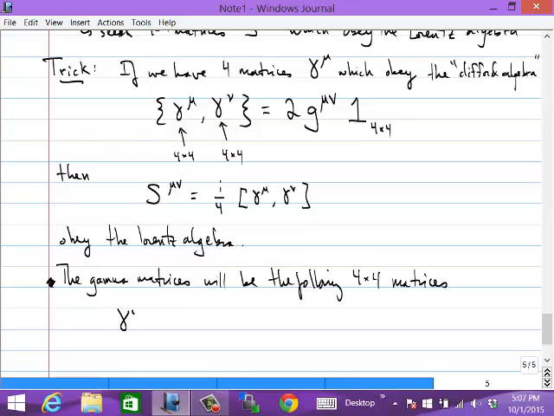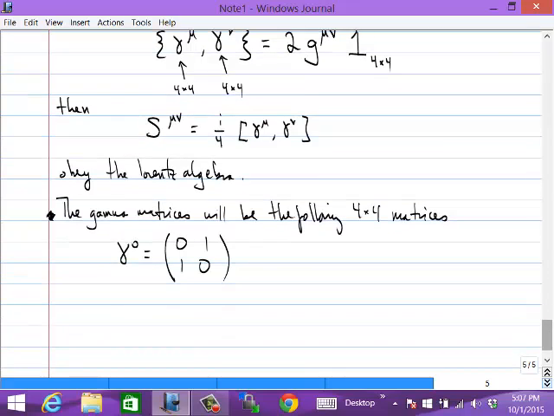So gamma 0 will be (0, 1; 1, 0), where here 0 and 1 are 2 by 2 matrices. So these are all 2 by 2 matrices. 0 is the 2 by 2 matrix, all of whose entries are 0. 1 is the 2 by 2 identity matrix. And gamma I will be the 4 by 4 matrix, which we can write in block 2 by 2 form as (0, Pauli matrix; minus Pauli matrix, 0).